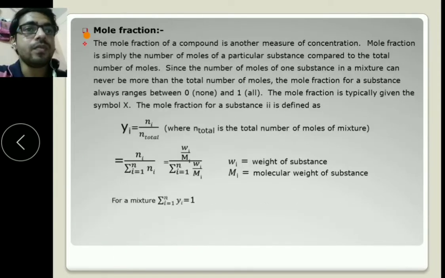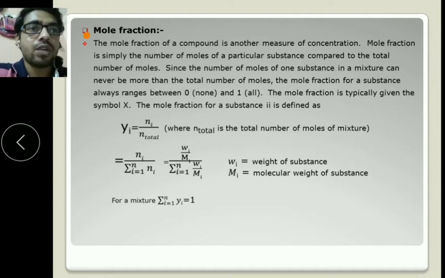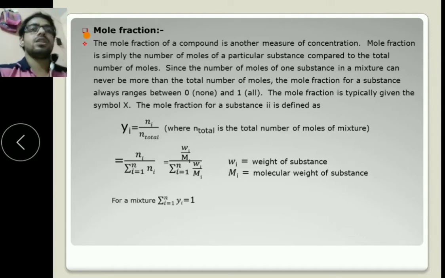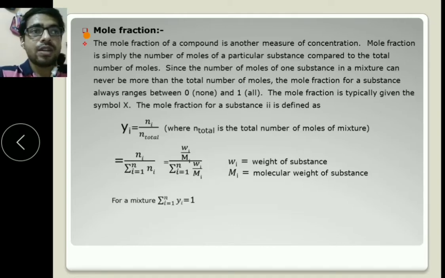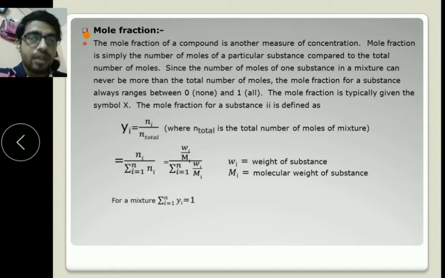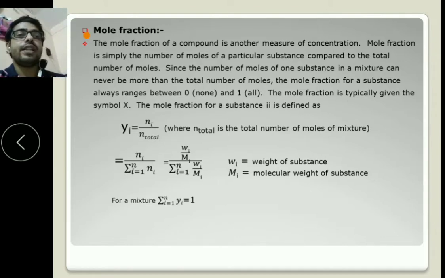Next, mole fraction. The mole fraction of a compound is another measurement of concentration. Like concentration, we can say it is a molar concentration. The mole fraction is simply the number of moles of a particular substance compared to the total number of moles. So mole fraction is the number of moles divided by the total moles in the mixture.